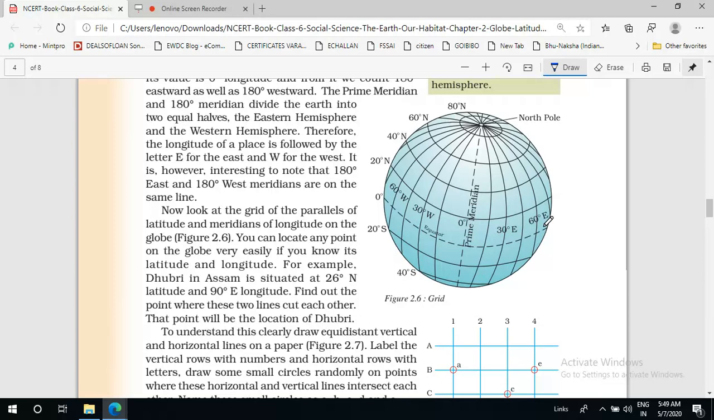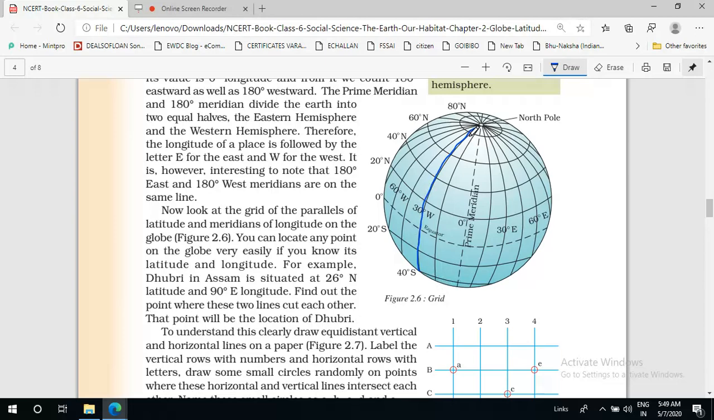I am giving you just an example. Suppose there is a place which is situated on the 30-degree west. This is the longitude of 30-degree west. Now we only know that the place is on 30-degree west longitude. Then this place can be anywhere, starting from the south pole to the north pole. It can be at any place, isn't it?